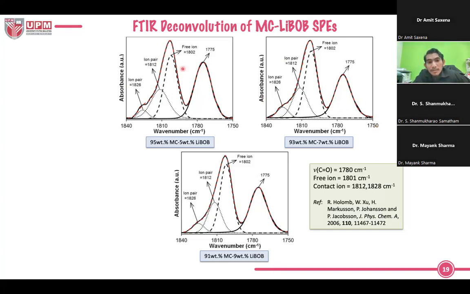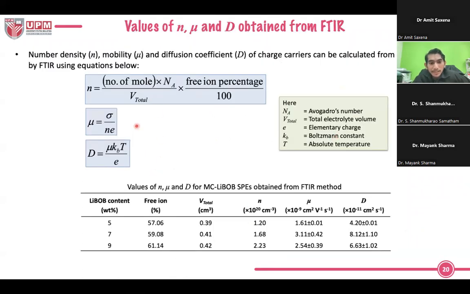The position of the ion pair is at 1812, and the ion pair is also at 1826. Based on the area under the graph, we can calculate the percentage of free ion. This is the percentage of free ion we obtain from the deconvolution method. We can also calculate the number density, mobility, and diffusion coefficient using this equation. And this is the value of mu and D obtained from the FTIR method.